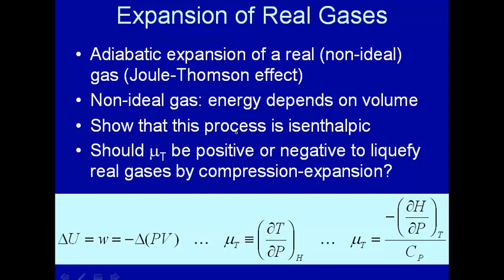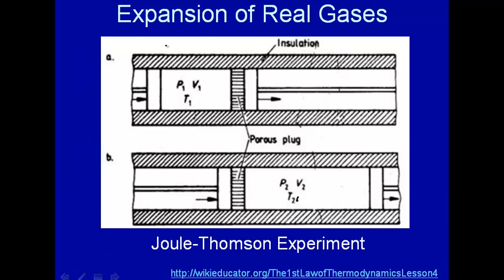We're going to show this process is isenthalpic. The enthalpy in the left-hand chamber doesn't change in the right-hand chamber. And then we can ask this question, should it be positive or negative? So we're going to go through this derivation down here. Just to refresh our memories, here's the system, the initial state, final state. We pushed all the gas through here. There's a different pressure, volume, and temperature on the right-hand side.